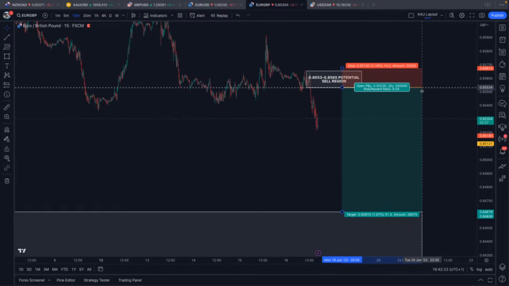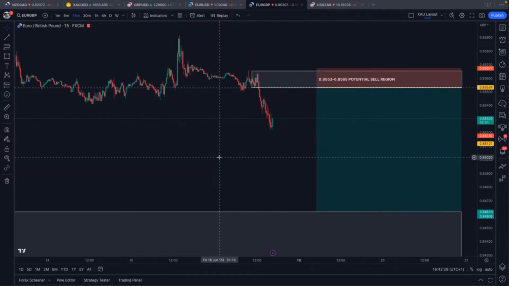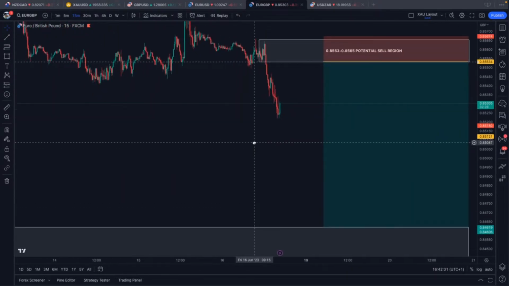Just going to stretch that out. I like everything to look right. Perfect. That's our trading setup right there.